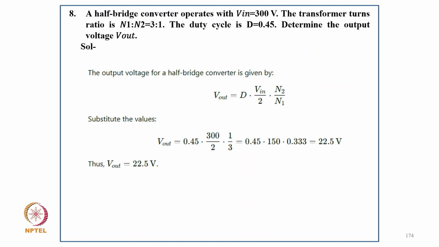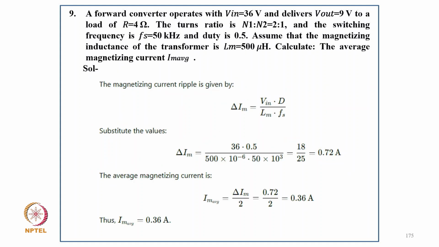Now coming to the 8th problem: a half bridge operates at V_in equal to 300. The transformer turns ratio N1 upon N2 is 3 to 1. The duty cycle is 0.45. Determine the output voltage. For the half bridge, V_out is equal to D V_in by 2 into N2 upon N1, and putting the values, it comes 22.5 volt.